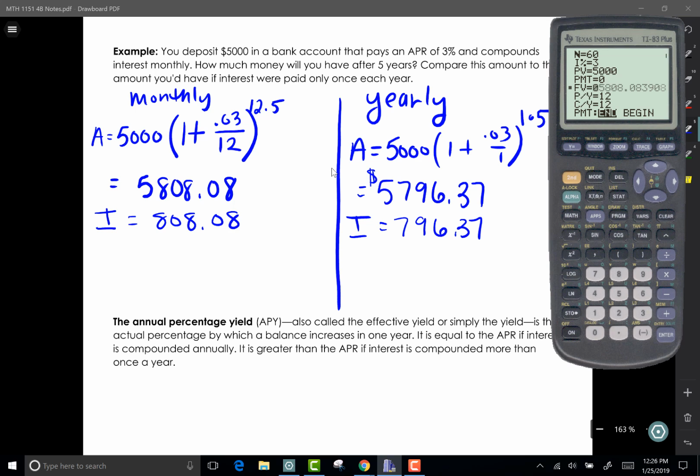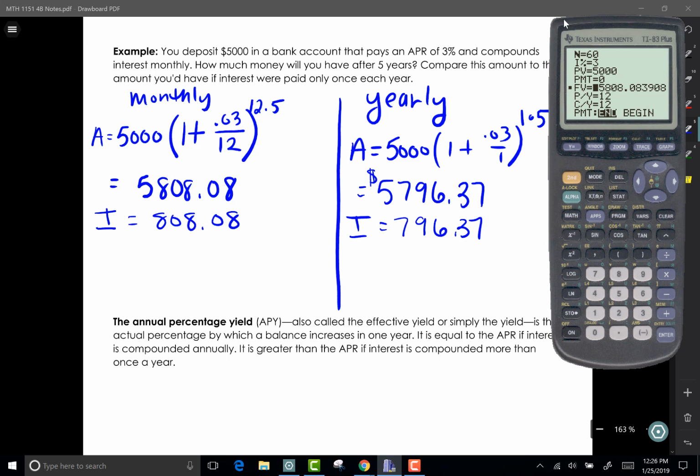So I use the solve button. And it tells me what that amount is. $5,808.08. Don't worry too much about the negative. That just means the flow of money. So present value is I invested $5,000. Negative means it's coming in the other direction, meaning I'm getting back $5,808. So the negatives and positives just indicate which way the money is flowing.